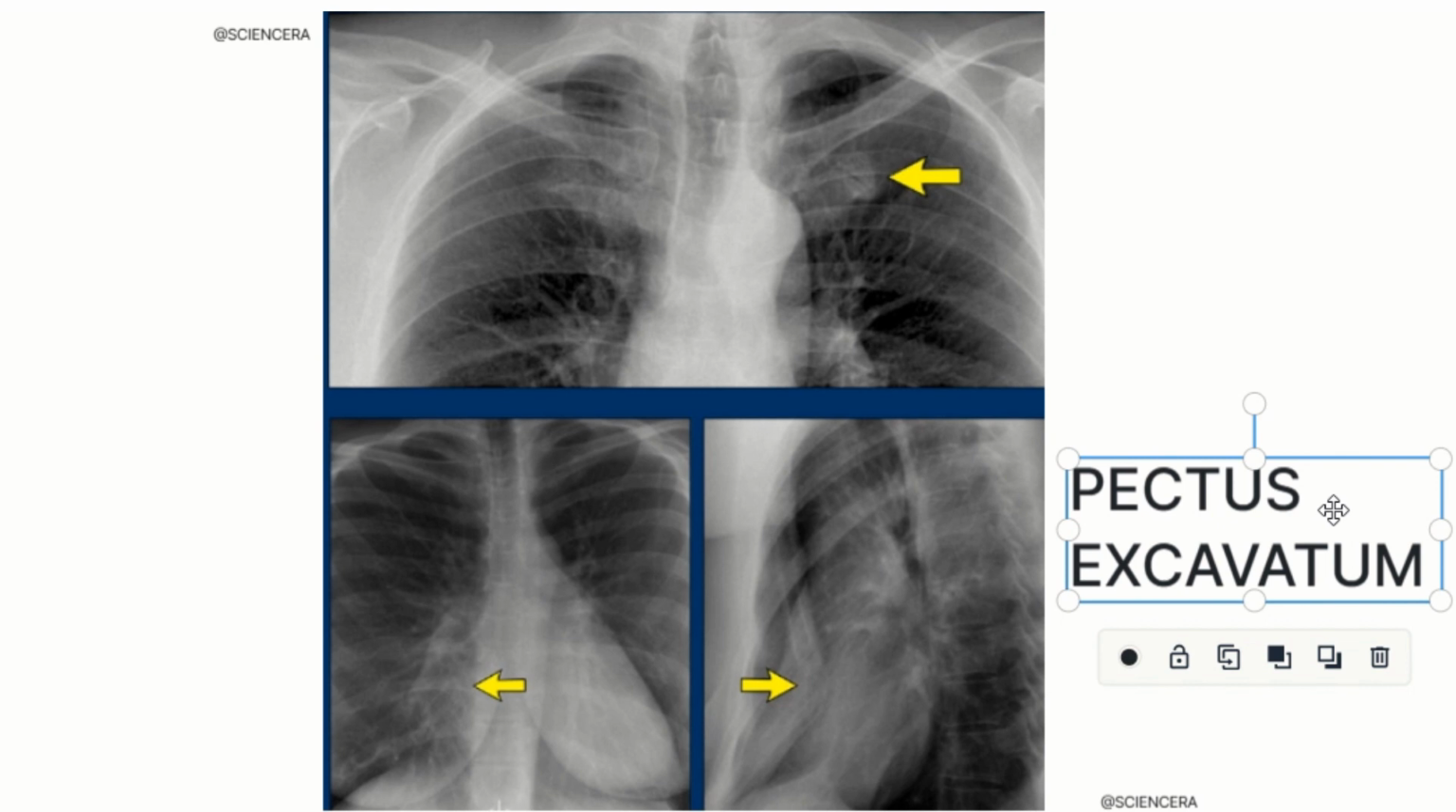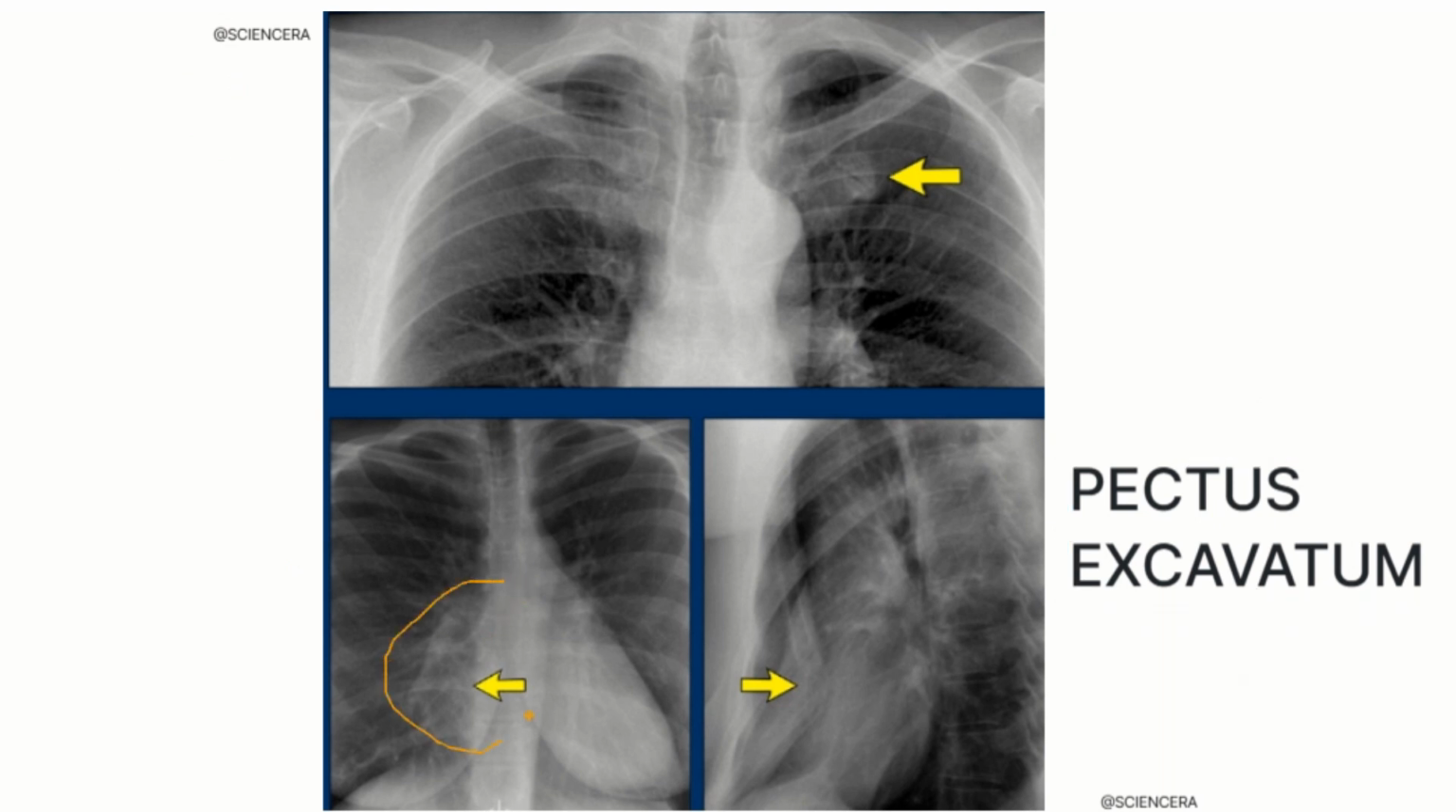Because of this, on an X-ray, the border of the right side of the heart might not look very clear. So here you can see that the border of the right side of the heart is not very clear, and you can see that the chest is concaved inward. Now, this can trick doctors.